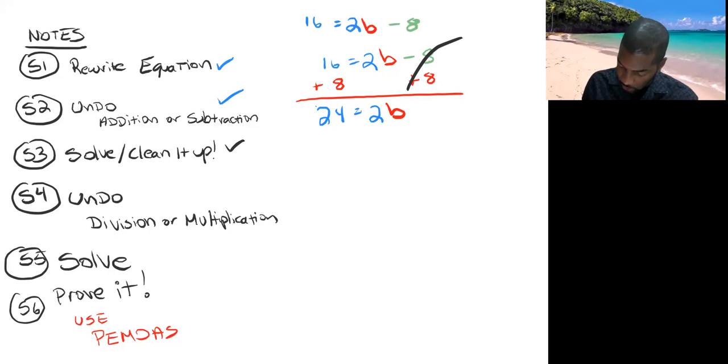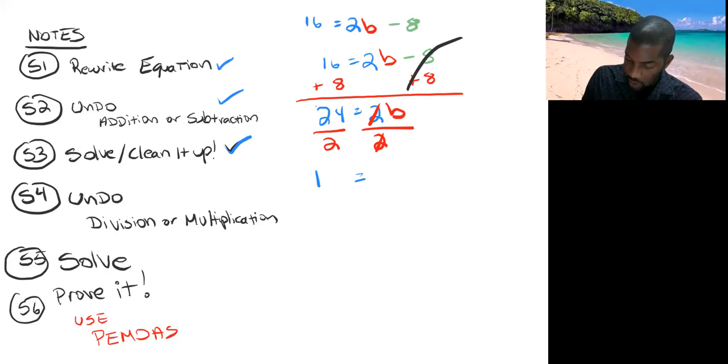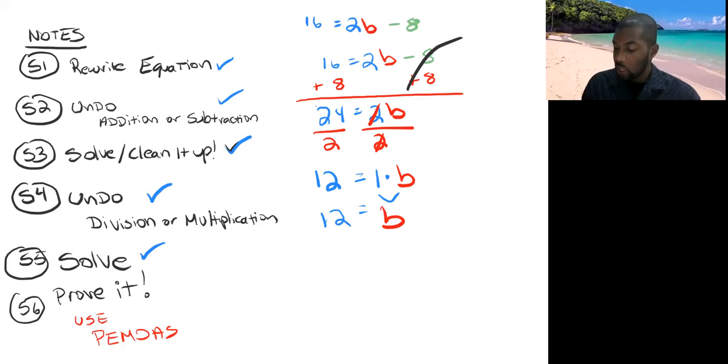Now we move on to division or multiplication. I have multiplication, the 2 times b. How do I undo or get rid of multiplication? Well, I do the inverse, which is division. So I'm going to divide by 2 here. I'm going to divide by 2 there. 2 divided by 2 is 1, so the new equation looks like 24 divided by 2, which is 12. So I'm going to have 1 times b. 1 times b is b. 12, I've undone it. I've solved it. 12 is equal to b.